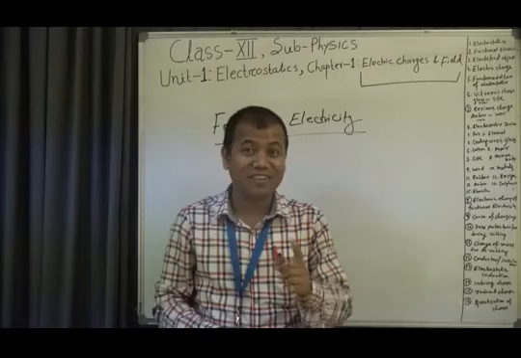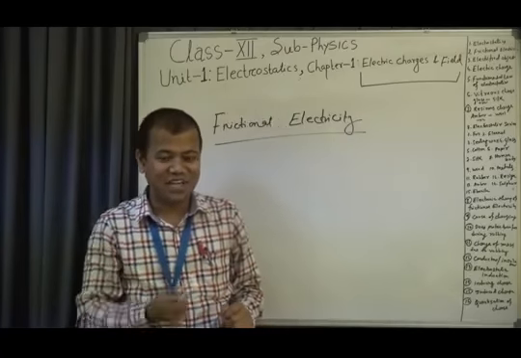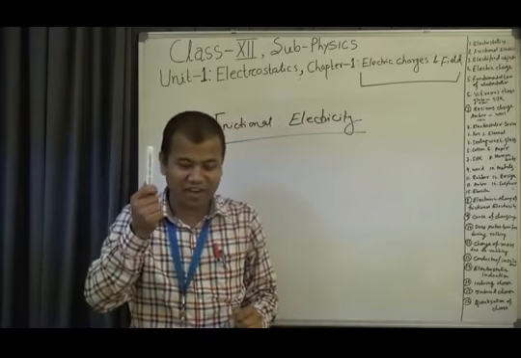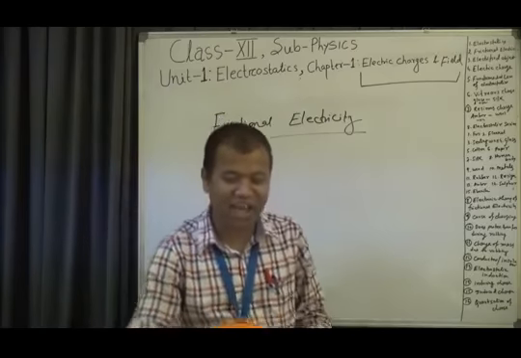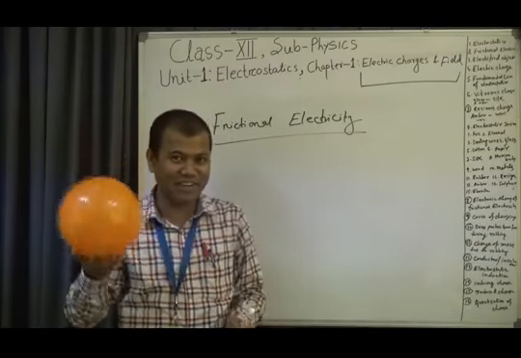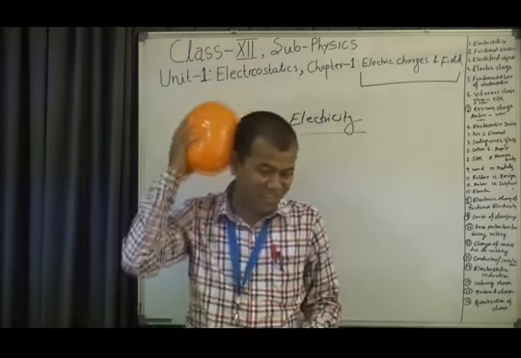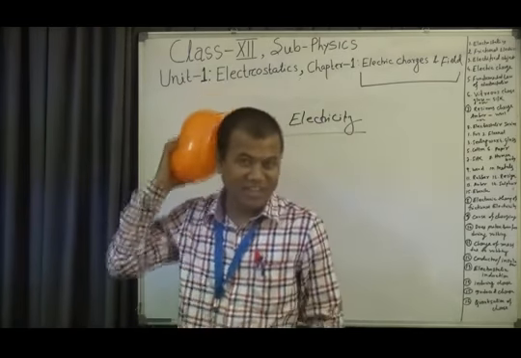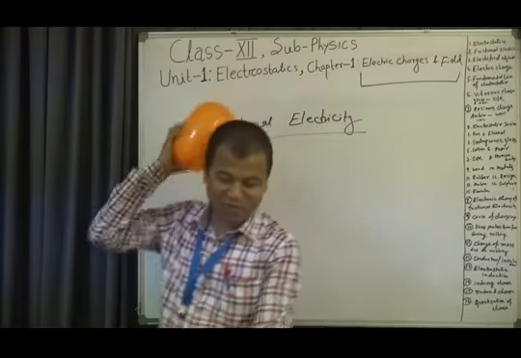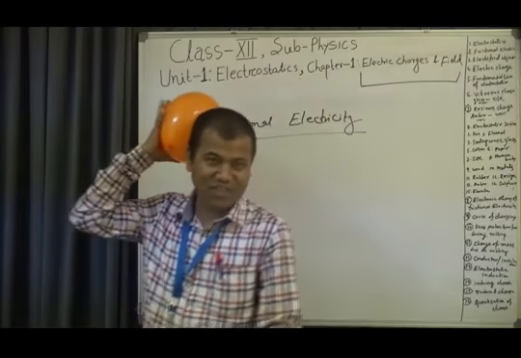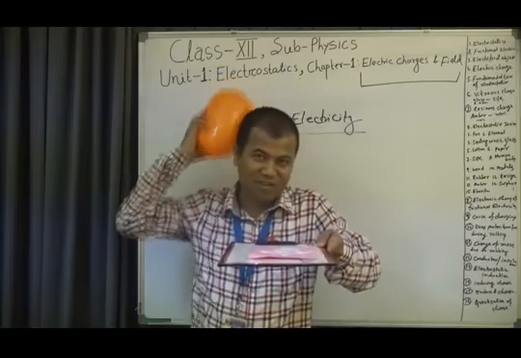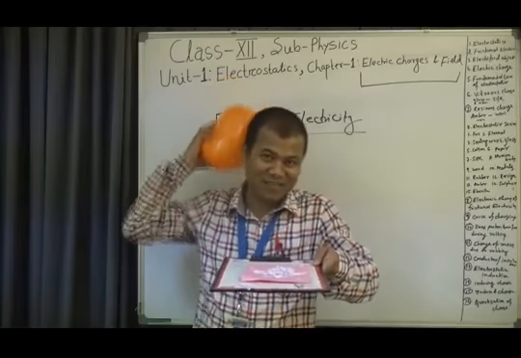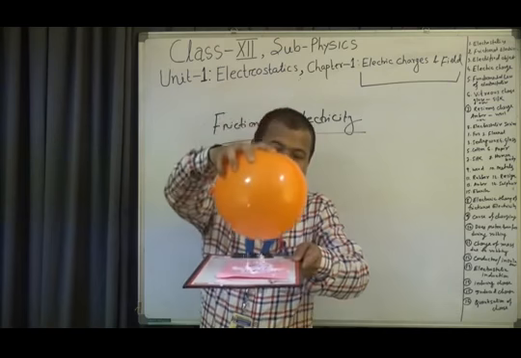What did you do during your childhood classes? You rubbed your pen with hair, maybe your comb with hair, है ना? Now it is a balloon, nice balloon, है ना? You see? Yes, I am rubbing. When I am rubbing this balloon with my hair, something is happening. What happens? Attention, please. What happens? See?